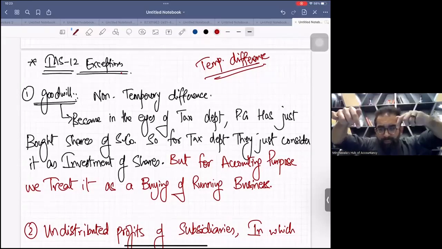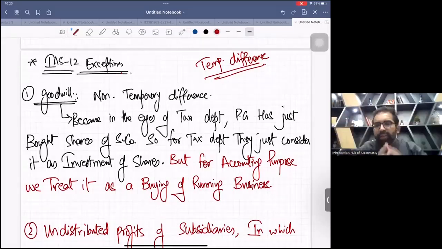Like you booked income today, but tax department will charge tax in future. So there is a timing difference, right? And this timing difference is temporary difference. And I'm sure you know the two types of temporary difference: taxable temporary difference and deductible temporary difference. For taxable temporary difference, you need to book deferred tax liability. For deductible temporary difference, you need to book deferred tax asset.